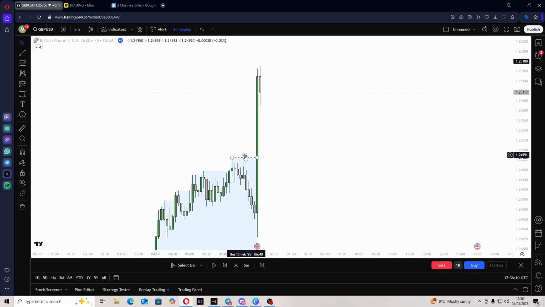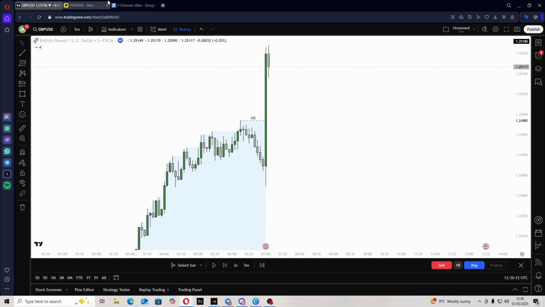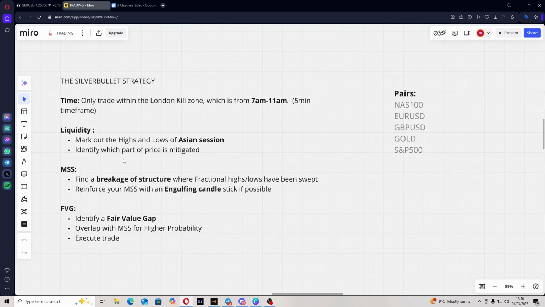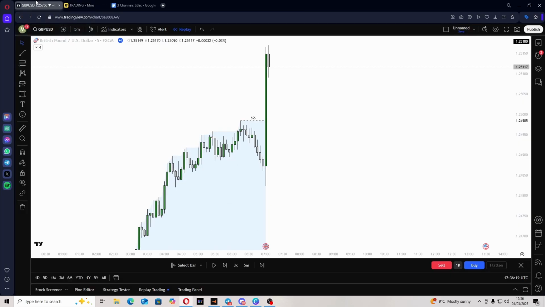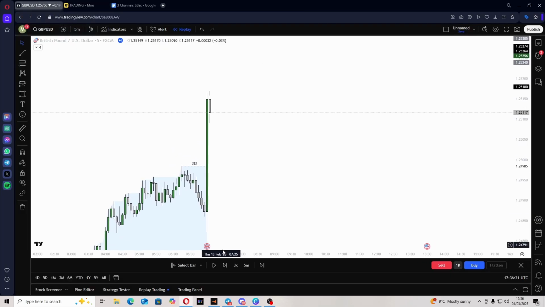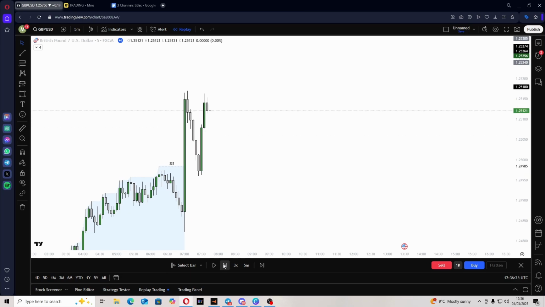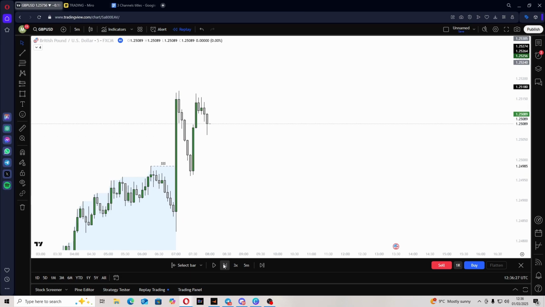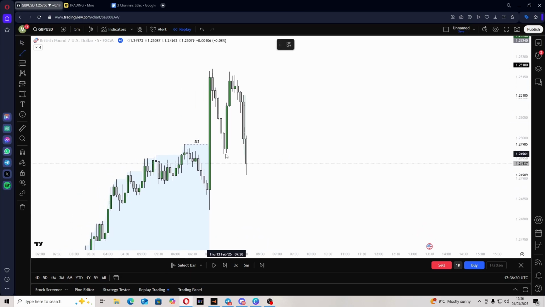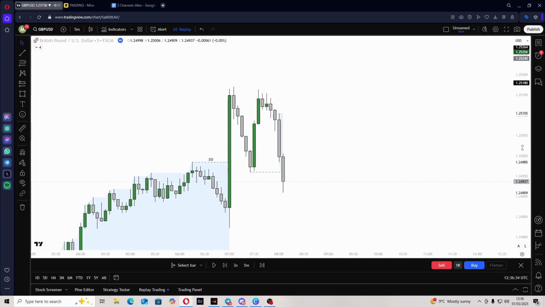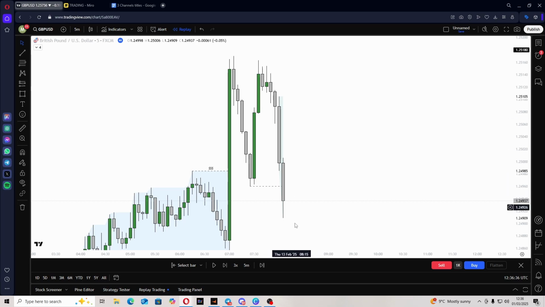Once we've got this liquidity point, all we've got to do now is very, very simple. So we need to find out a breakage of structure where fractional highs and lows have been swept, and we can reinforce this market structure shift with an engulfing candlestick. So now I'm going to play price forward until price eventually decides to take itself out. There we go. So this is the point that we're looking at right now, and it's completely gotten swept by big candles. Okay, big engulfing candles. So now what we need to do, this is our market structure shift first of all.